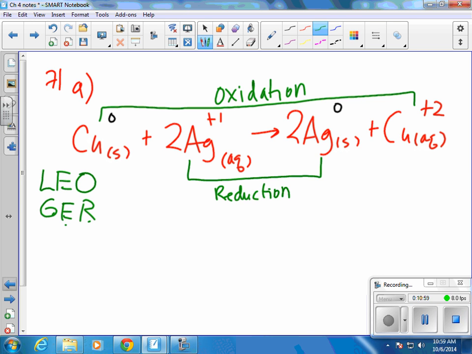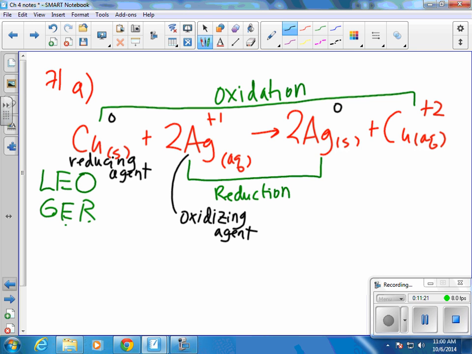So is everybody okay with those halves? All right, so if this is my oxidation, then what is this copper? This is my reducing agent. And the silver is going to be my oxidizing agent. Okay? So in order to be redox, do we have to have charges changing?